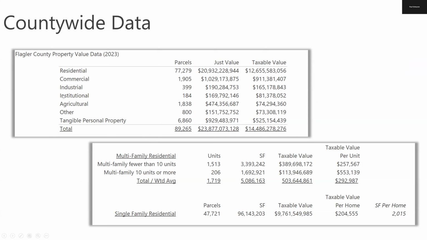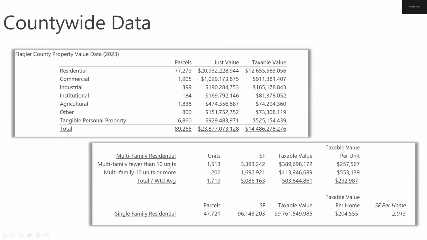For our purposes in this one, we were breaking things out on different types of property, so residential, commercial, industrial. We even had tangible personal property here, which is like business personal property for the Texas folks. Just value, the Florida people might be getting mad at me, but this is more like market value, and then taxable value is what we're going to be applying our tax rates to.